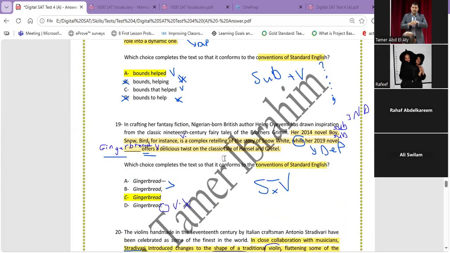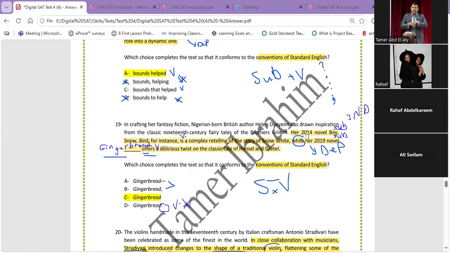Number 19: gingerbread, dash, gingerbread, comma, gingerbread, colon. And we know that after the colon come an explanation or examples. Take care that the dash and the comma have the same function, to separate a non-essential sentence. So let's find the underlined part, the part that has the missing part here.